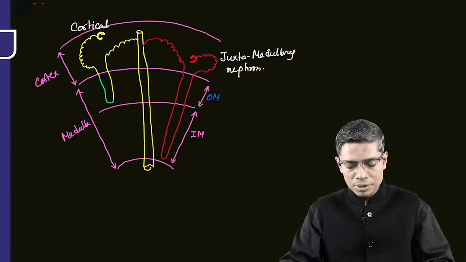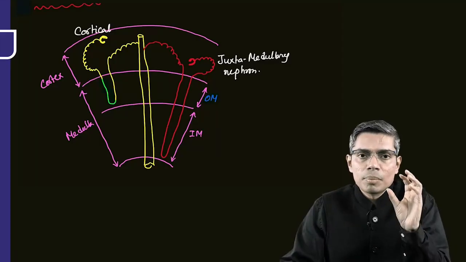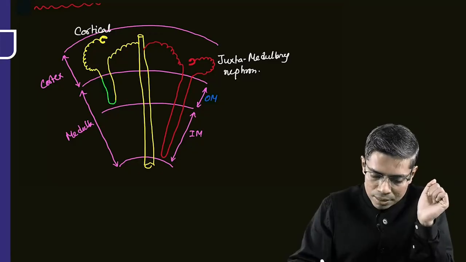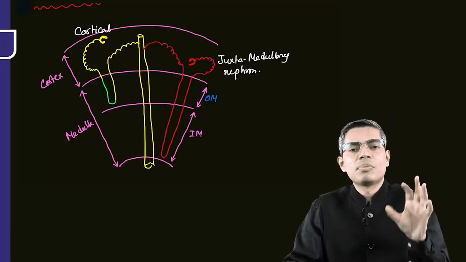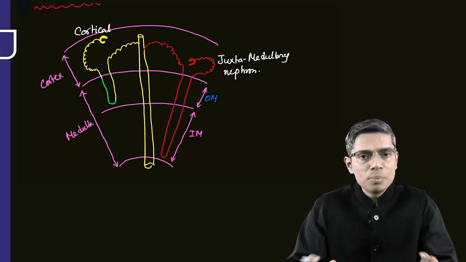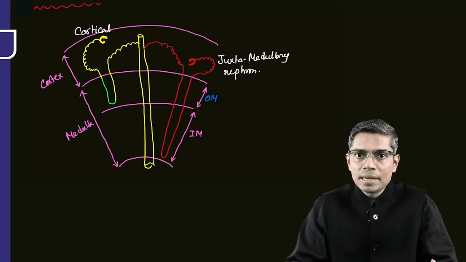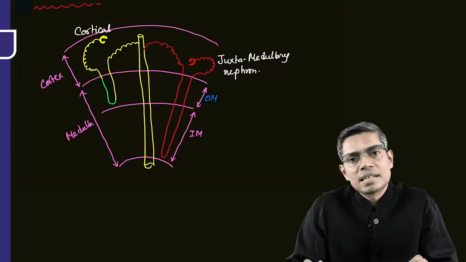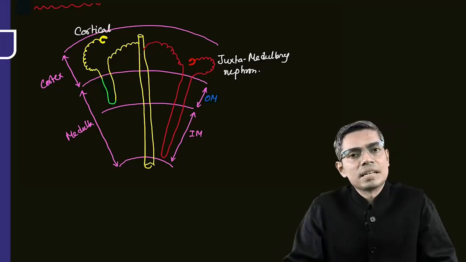But if you note down this diagram, you will find that the glomerulus of both types of nephron, whether it is cortical or juxtamedullary, is always present within the cortex of the kidney. This information you must remember because it has been asked in AIIMS entrance examination. So glomerulus is always present at the level of cortex of the kidney. The loop of Henle of both the nephrons can enter inside the medulla, but cortical nephron means it will never enter inside the deep medulla, but juxtamedullary nephron means it will enter deep inside the medulla.